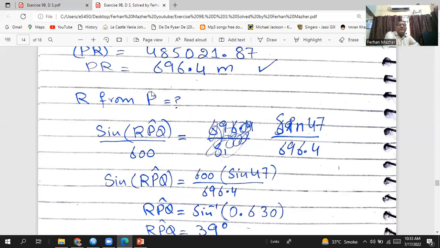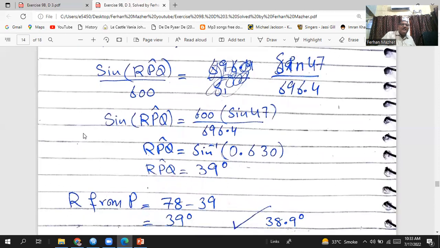So the sine of RPQ will be equal to 600 multiplied by sine 47, divided by 696.4, and then shift sine, answer, equals. So RPQ will be equal to 39 degrees. This is how you will enter these values in your calculator. I hope you understand that I am using the law of sine to find that angle.